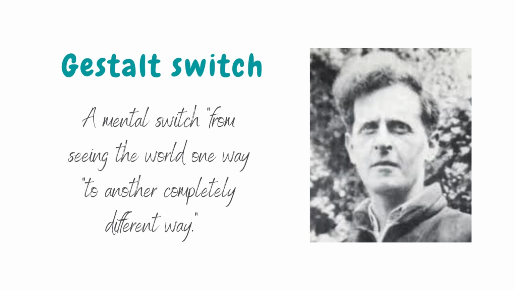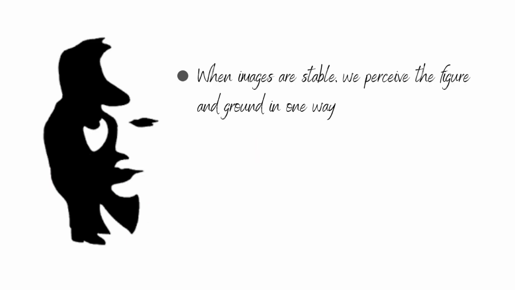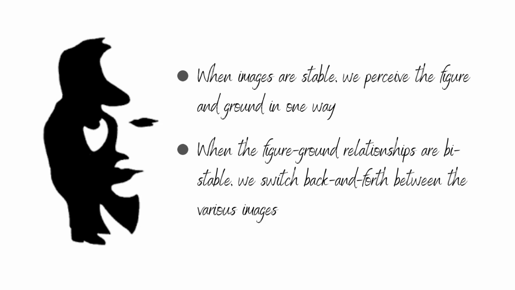The Gestalt switch that occurs with a Rubin Vase is a result of what's called a figure ground effect, which means that the brain tries to separate the perceived world into two categories, a figure that is the object of focus and a ground which is the periphery or background. When images are stable, we perceive the figure and ground in one way. When the figure-ground relationships are bistable, we switch back and forth between the various images, struggling to find stability, as with the Rubin Vase. It turns out that this way of perceiving the world has implications for design.